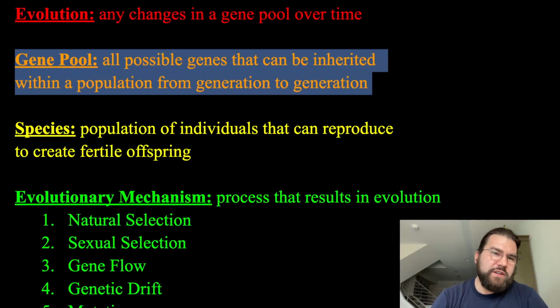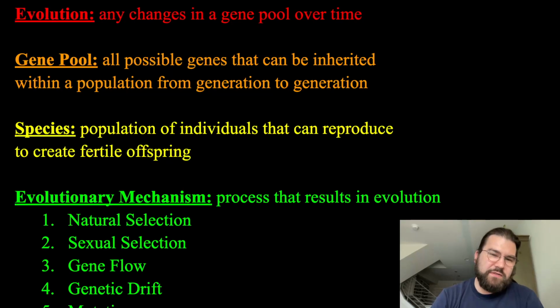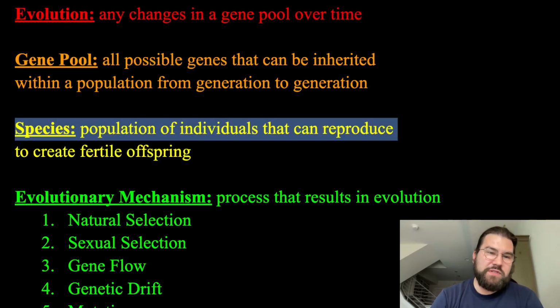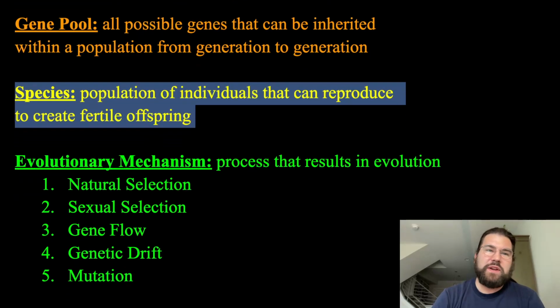And another definition here just about what a species is. A species, properly speaking, is a population of individuals that can reproduce to create fertile offspring. And that's really the key part here. If you look at a donkey and a horse, they can reproduce, but they create a mule that is not a fertile offspring. So that's why we say a donkey and a horse are different species.